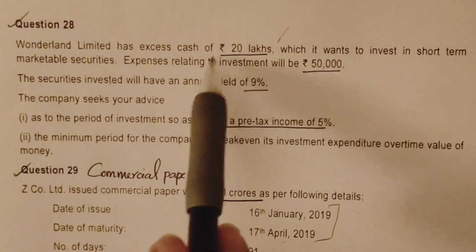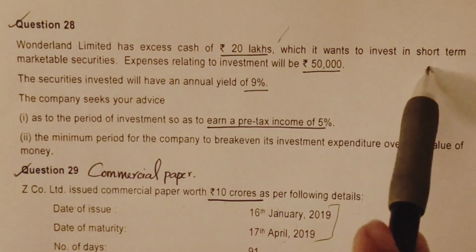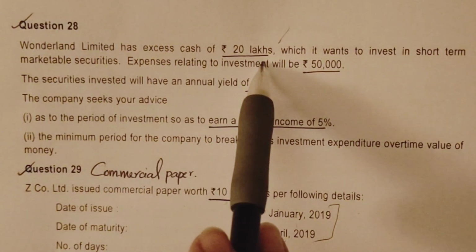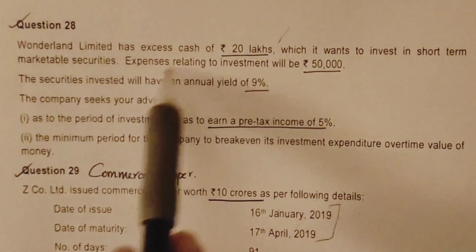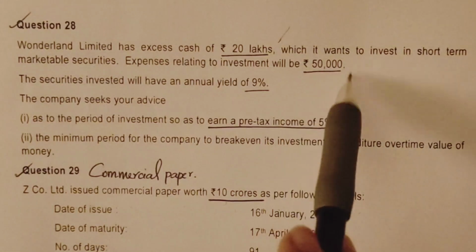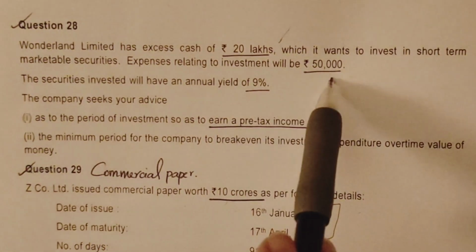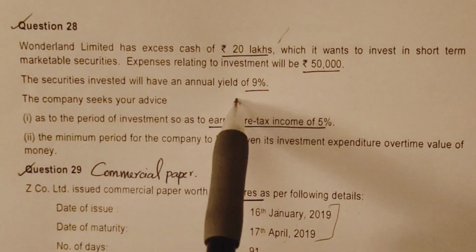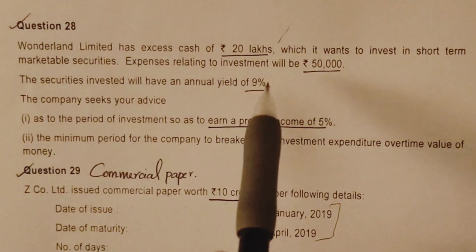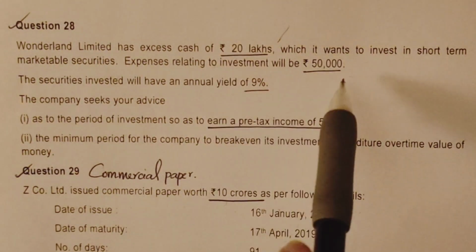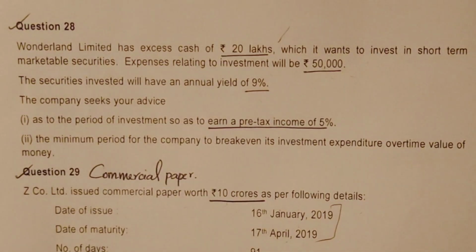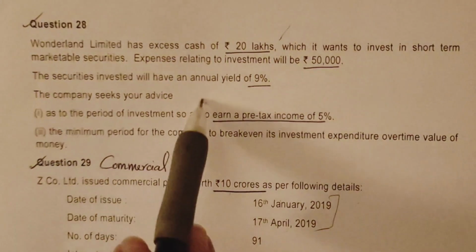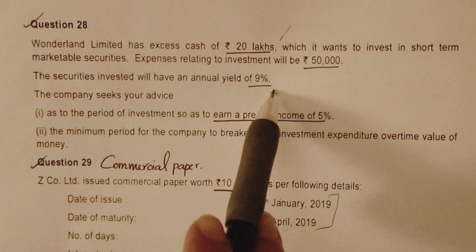Wonderland Limited has excess cash of 20 lakh which it wants to invest in short-term marketable securities. So invest 20 lakhs. Expenses relating to investment will be 50,000. That would add 50,000 expense. Securities invested will have an annual yield of 9%. So if you invest in the securities, rate of return is 9%.